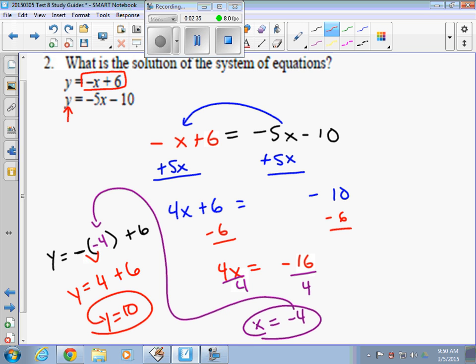x comma y, (-4, 10) is the solution. Remember, that's the point where they're going to cross. That's the point that makes them correct. Makes both of them correct.